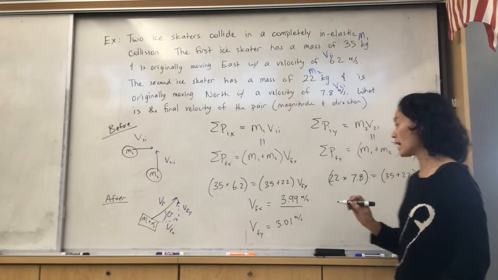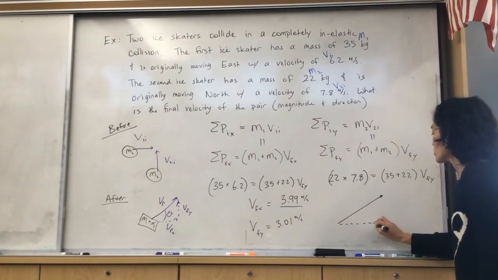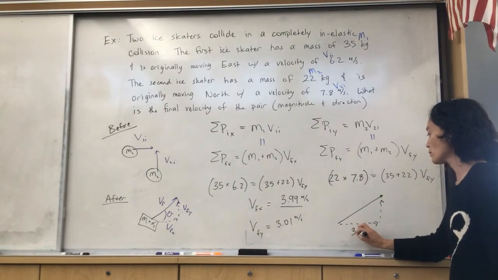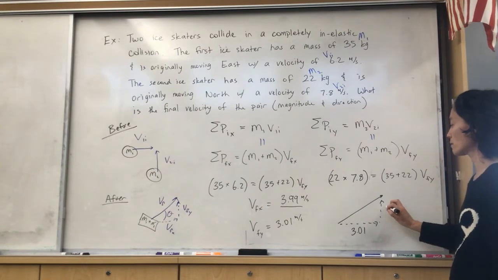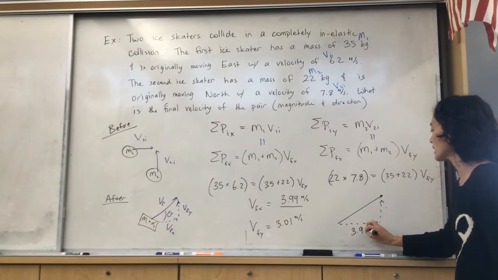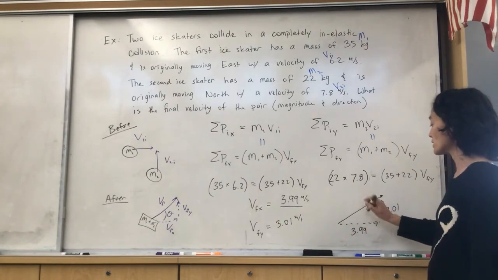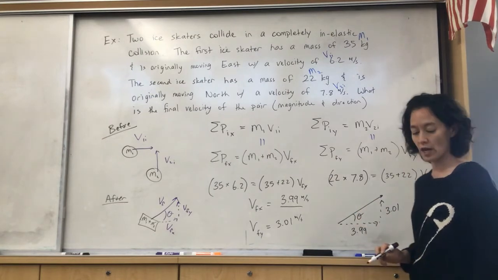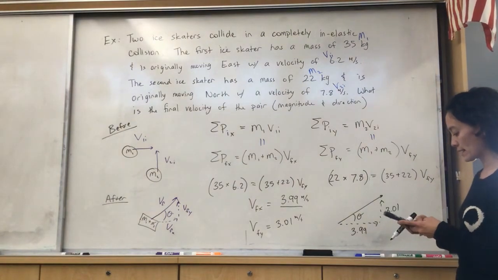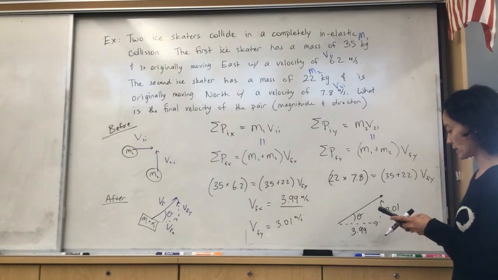So to figure out the actual total, you would just use geometry and the Pythagorean theorem, because the x is 3.99, the y is 3.01, so you'd use Pythagorean theorem to find this resultant, and then you'd use inverse sine, cosine, or tangent to figure out the angle. So I get, this little rinky-dinky calculator.